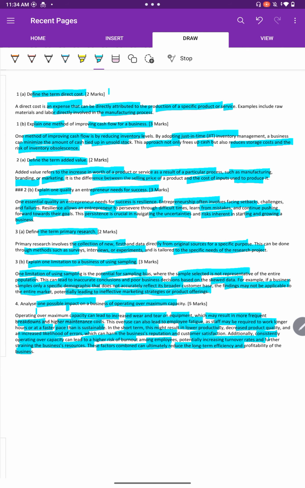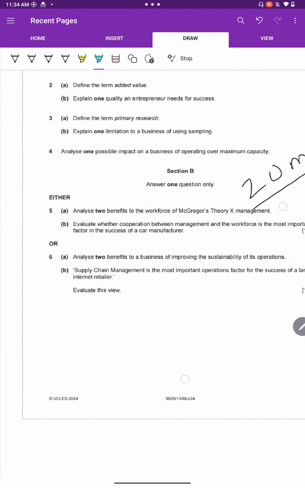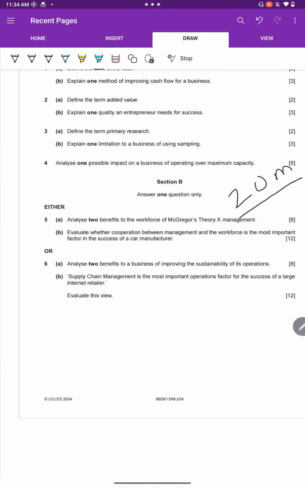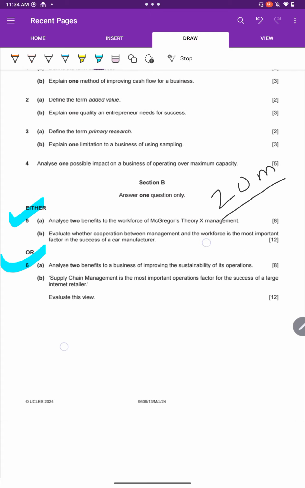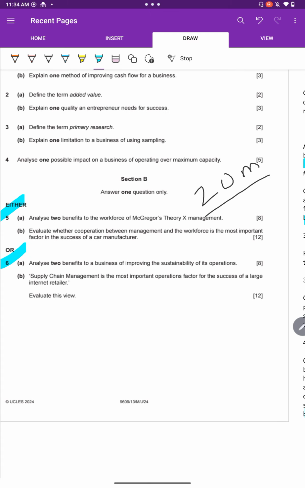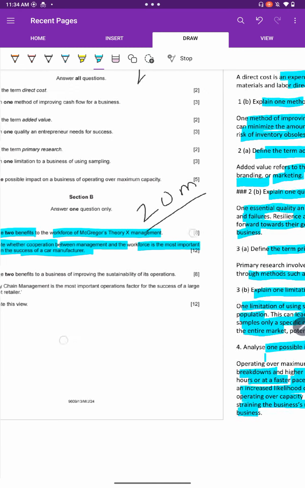So basically, we have completed our 5 mark question. And now we are going to see the fifth and the sixth part. So in the fifth part, we have the first question: analyze two benefits to workforce of McGregor theory X management and evaluate whether cooperation between management and the workforce is the most important factor in the success of a car manufacturer.